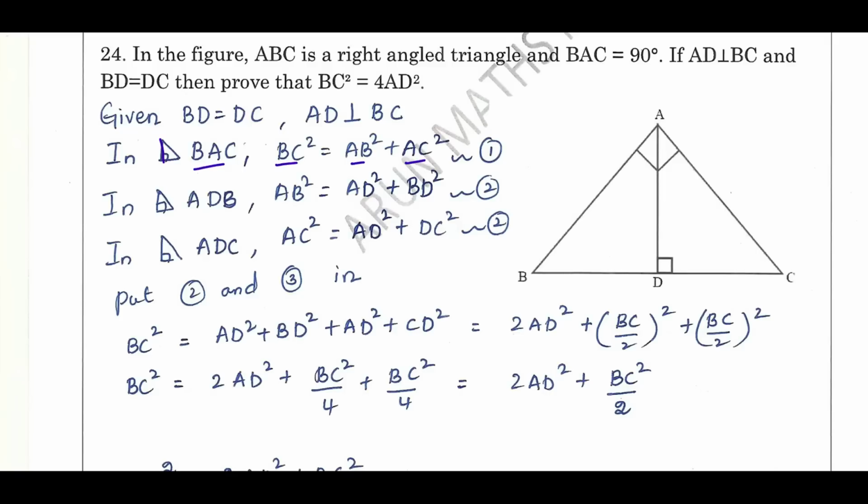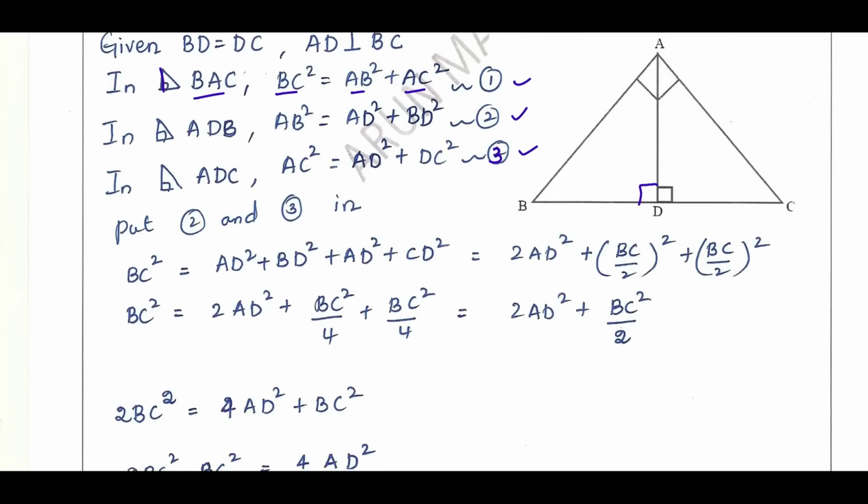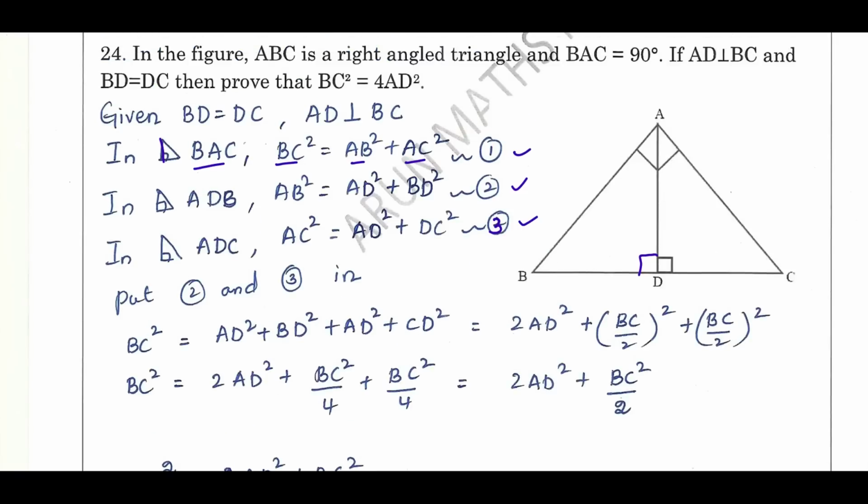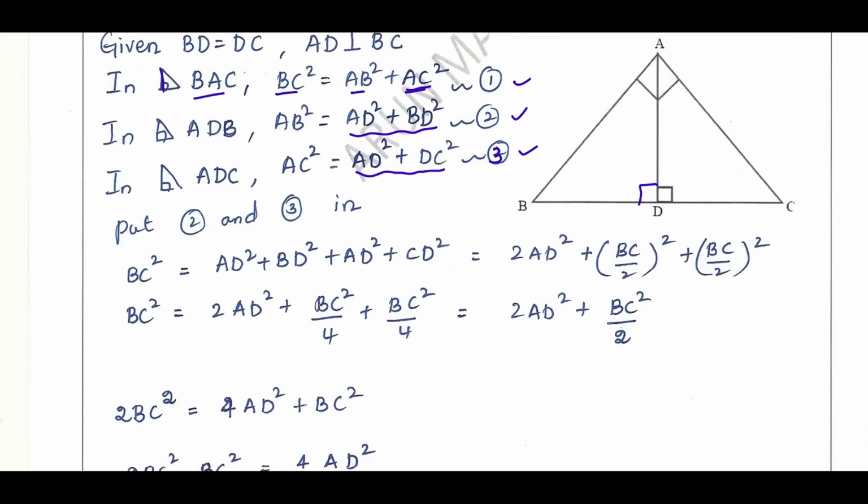In right angle triangle ADB, AB² = AD² + BD². In the same way, in right angle triangle ADC, AC² = AD² + DC². Now substitute the values of equations 2 and 3 in 1. What we get, BC² equals, now AB² can be written as AD² + BD². In the same way, AC² can be written as AD² + DC². AD² + AD² is 2AD².